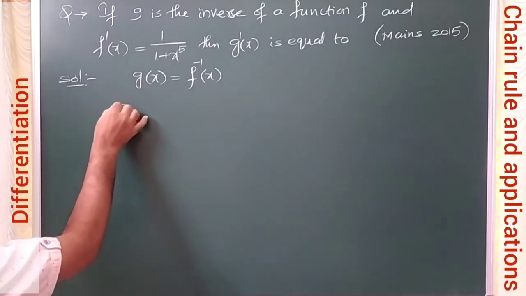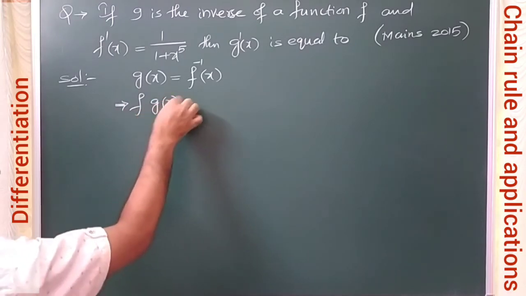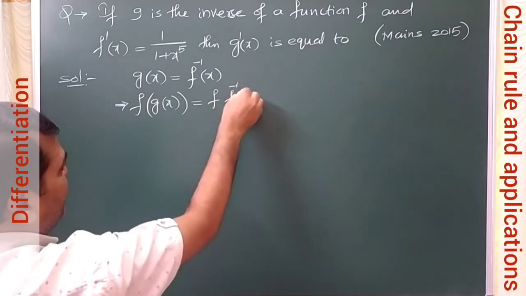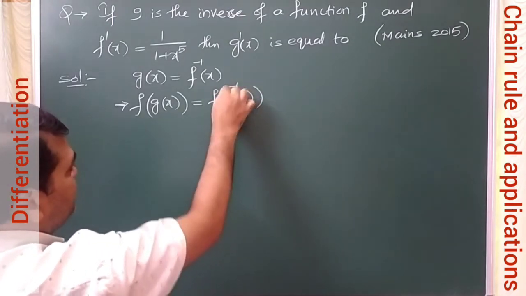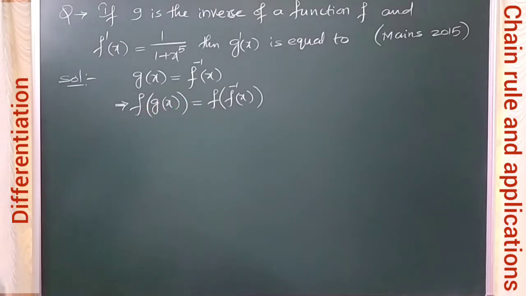So I can take this as f of g of x is equal to f of f inverse of x. What I am doing? I am taking f on both sides. A function f I am introducing. f of g of x is nothing but f circle g of x.